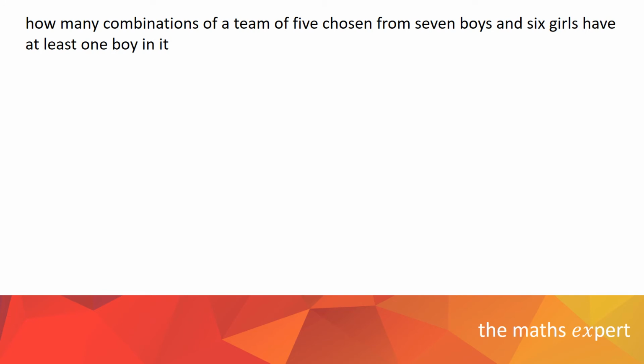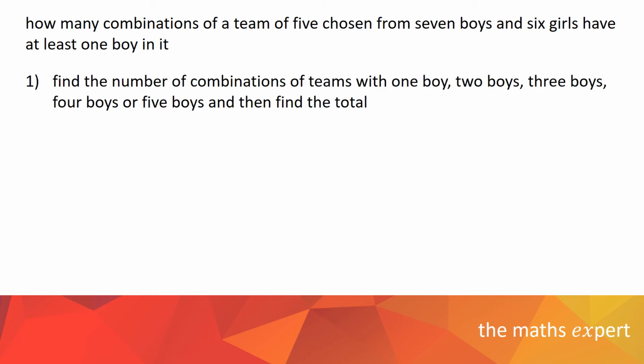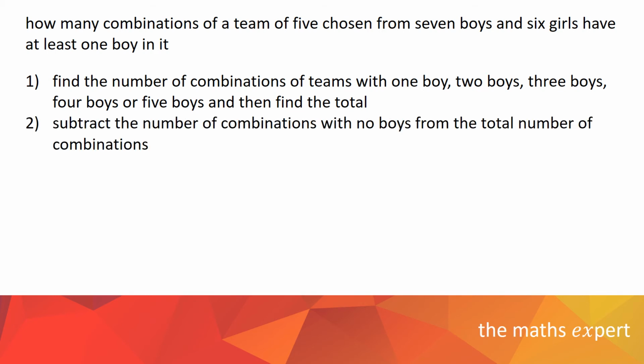Now let's look at another example that is similar to a permutation example from episode 1. To solve this, like before, we can think about 2 solution paths to go down. Firstly, we can find the number of combinations with 1, 2, 3, 4, or 5 boys and then find the total. The second option is to subtract away what we don't want from the total. What we don't want, and I emphasize that I am only saying this in order to answer the question, is a team of only girls.